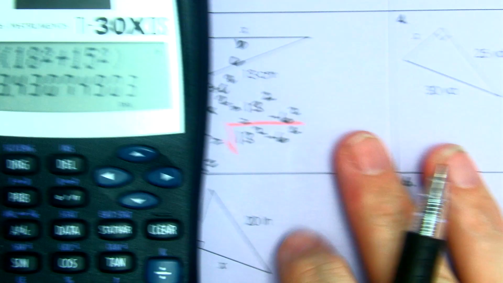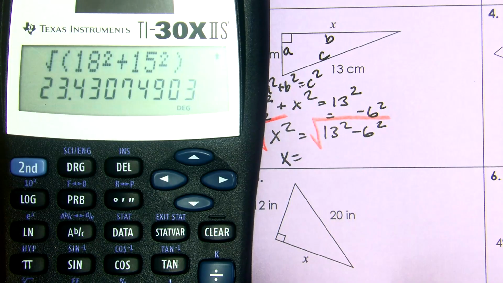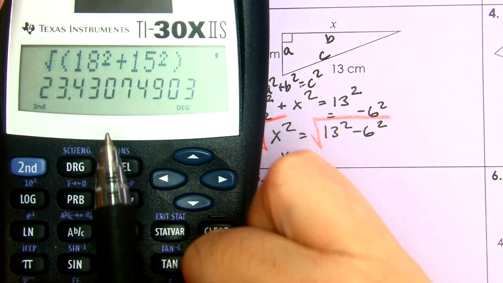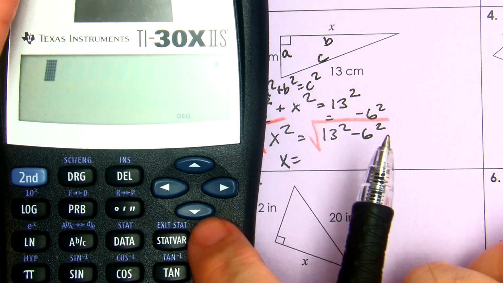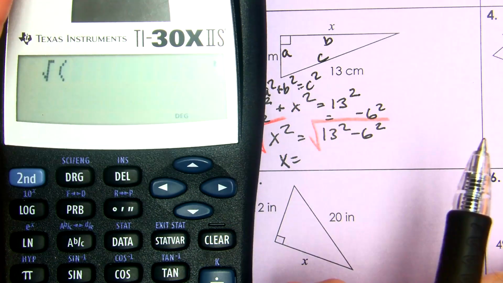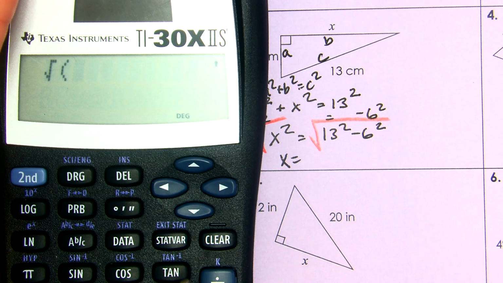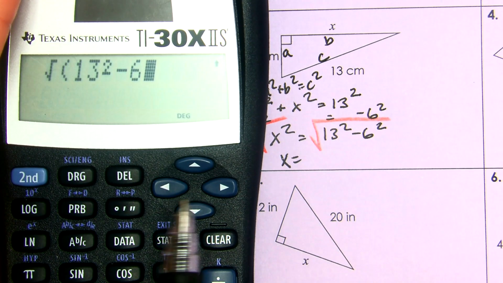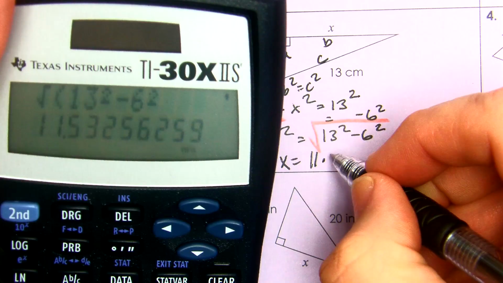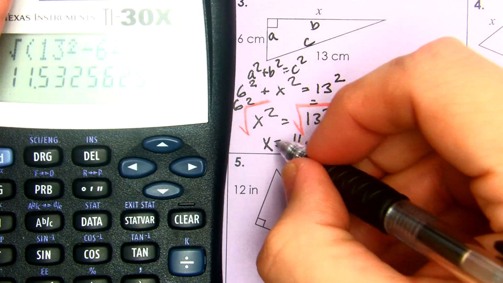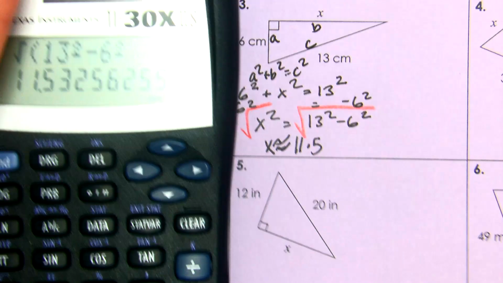So we could just type that into the calculator. All right, there we are. So 13 squared minus 6 squared, 11.53. So we round it to 11.5, and so we say x is approximately equal to that.